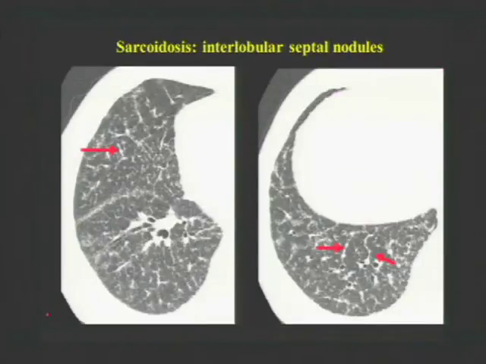Now, interlobular septal thickening or interlobular septal nodules are not as common a finding in sarcoid, but may be seen.